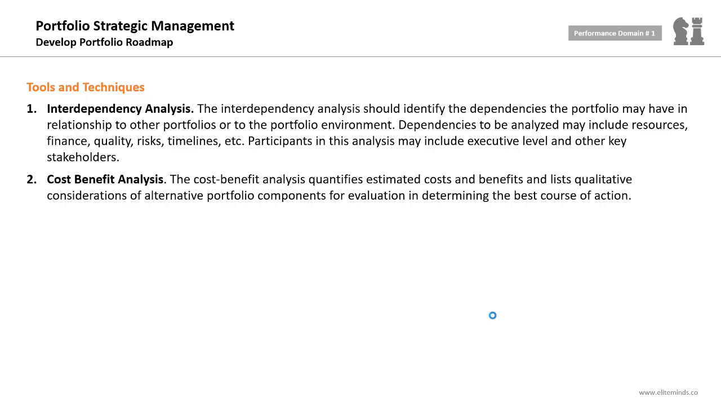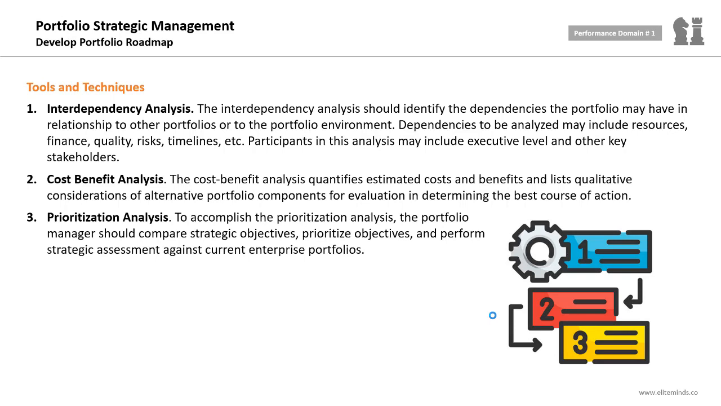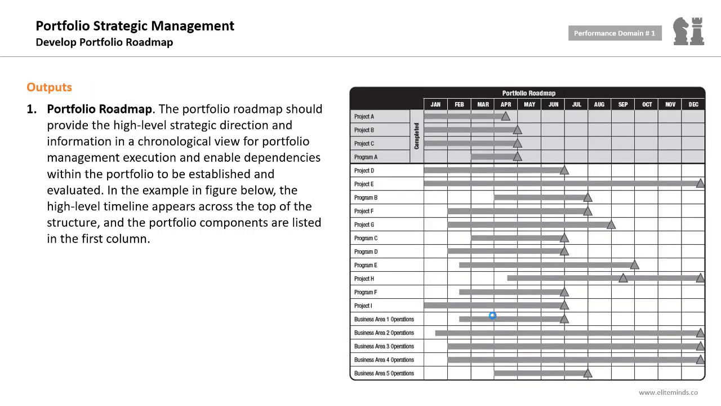So when you are comparing two scenarios of portfolio mix of components and you need to select the best scenario, you can rely on the cost-benefit analysis, which is a technique used to compare the costs to the benefits expected from a portfolio component. And the last technique will be the prioritization analysis. The portfolio manager will compare strategic objectives, prioritize objectives, and perform strategic assessment against the current enterprise portfolios.